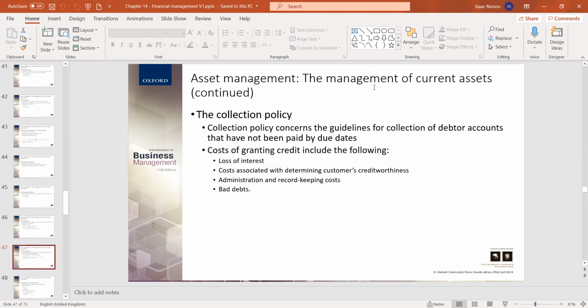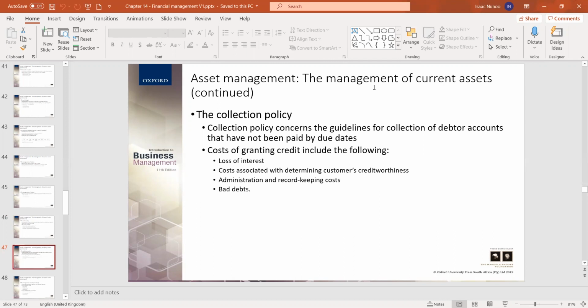And the cost associated with determining the customer's creditworthiness also comes at a cost to the person who is giving the loan, because if you want to give a loan to somebody, you have to determine the person's creditworthiness. That is why sometimes people going for a mortgage are asked to go and buy something, and let us see your creditworthiness before they give you that kind of loan, or that kind of assurance that you are going to pay.